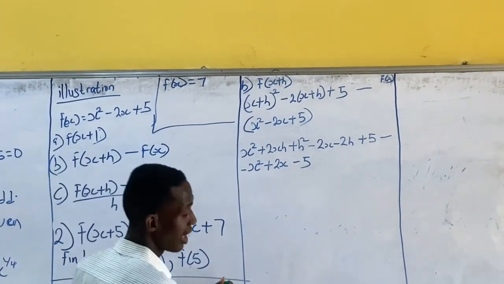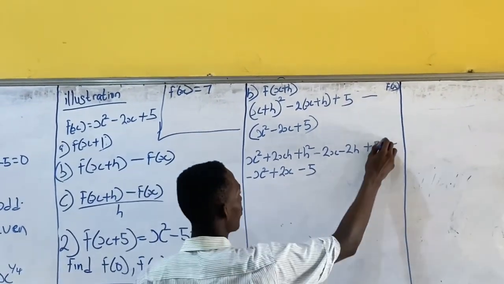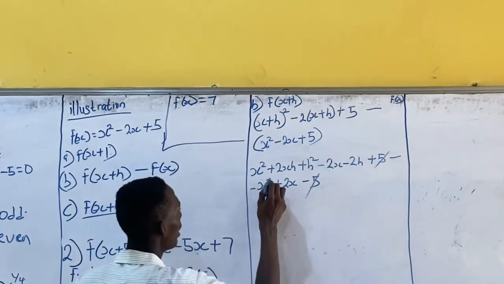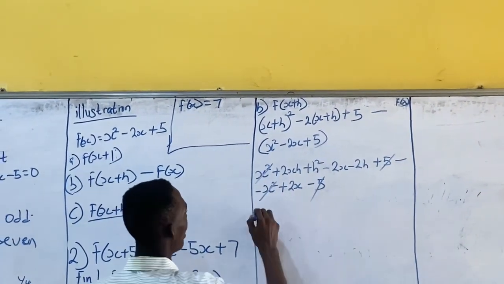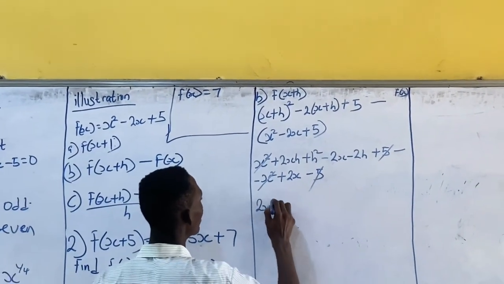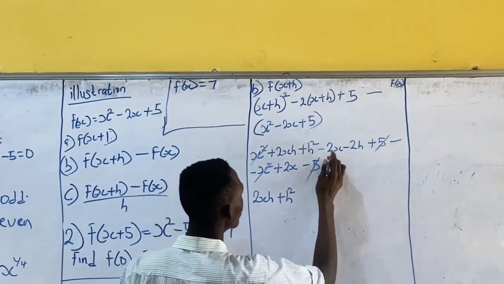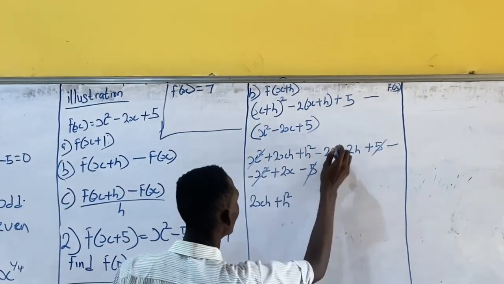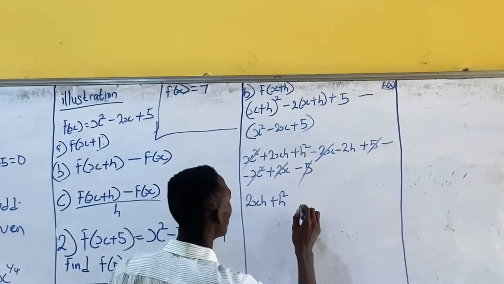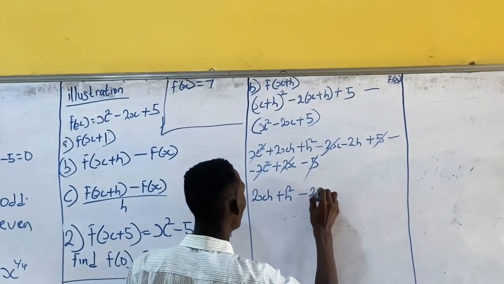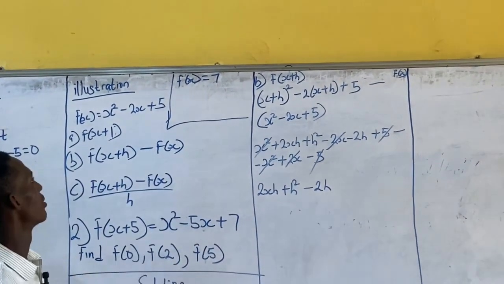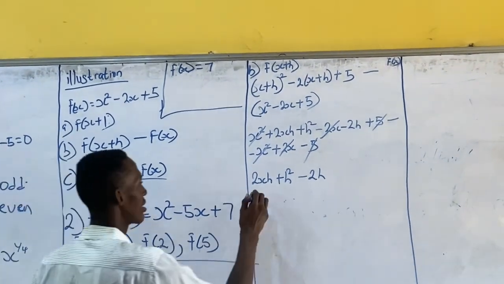So now some things can cancel each other here, such as 5 can cancel each other. Then your x squared can cancel this x squared. So we are left with what? 2xh plus h squared. So this minus 2x, this plus 2x, they can also cancel each other. Then we are left with what? Minus 2h. That's all. This is our final answer.